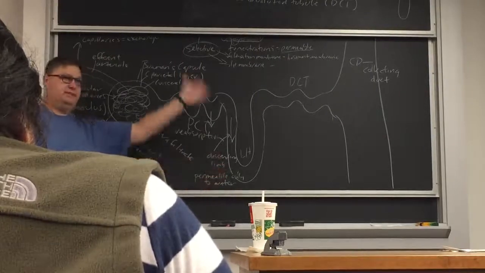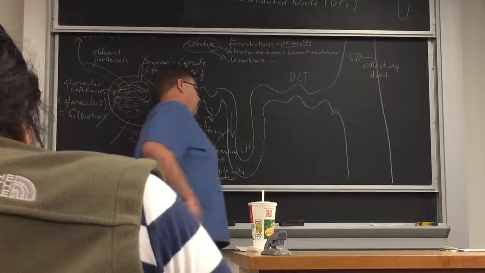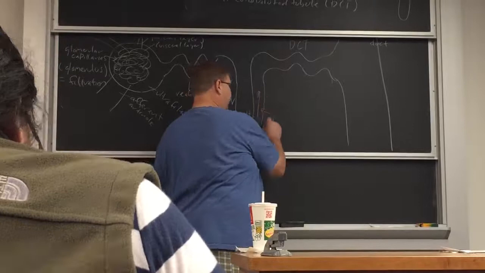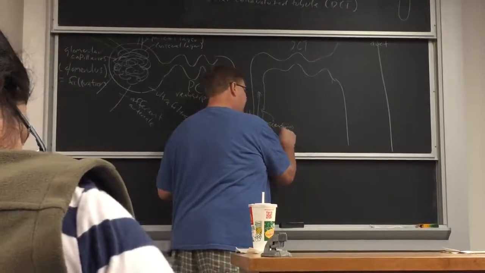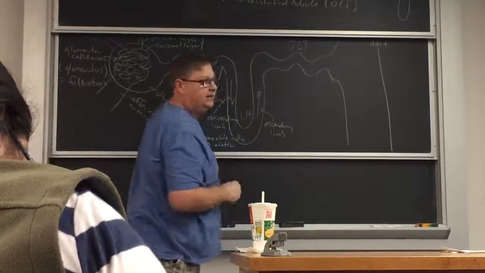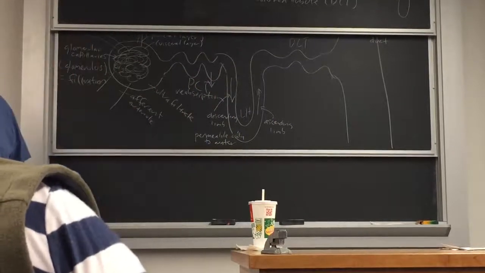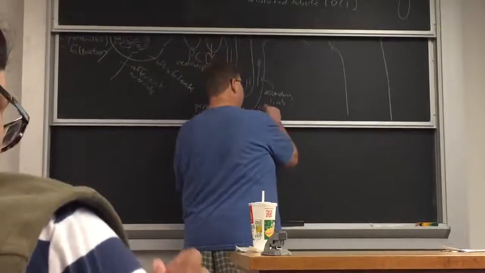The loop itself just sends us back the other way. We don't have to worry about this. This is just called the loop. So not surprisingly, this side would be called the ascending limb, right? And the ascending limb is exactly opposite. The ascending limb is permeable to everything but water.